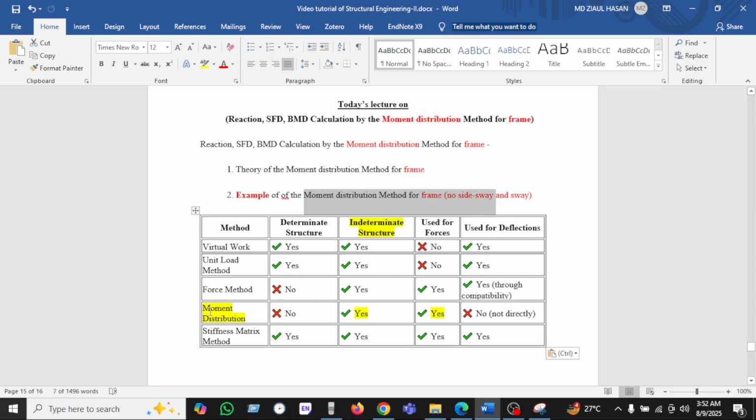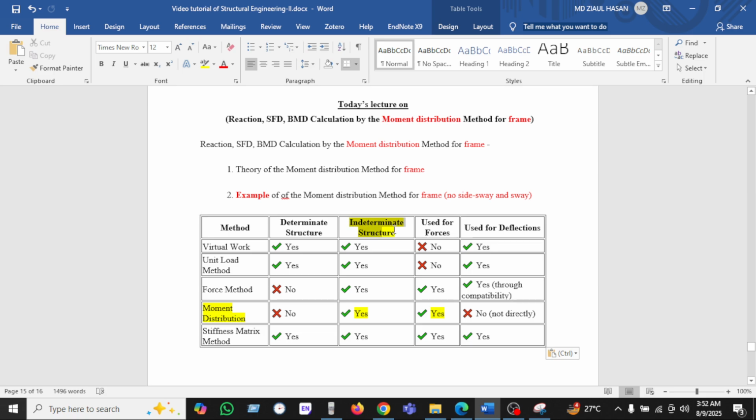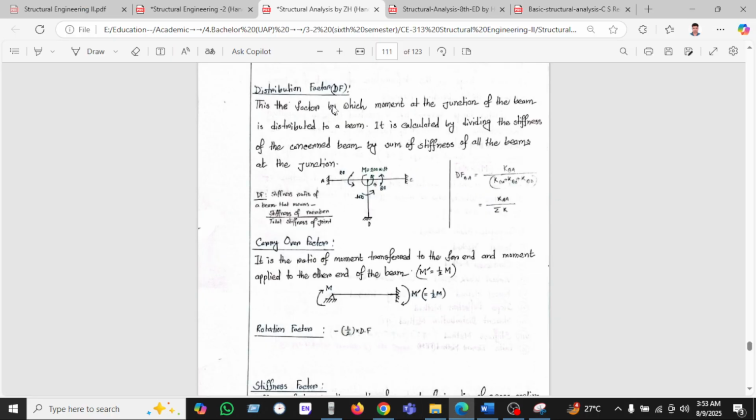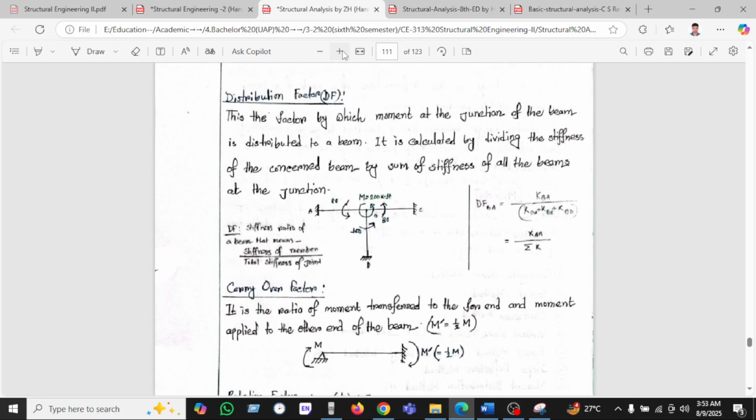It has been seen that when the structure is indeterminate, we can use the moment distribution method, the force method and the stiffness matrix method. In this case we use the moment distribution method to find the forces and the shear force and bending moment diagram. So let's see some theory.